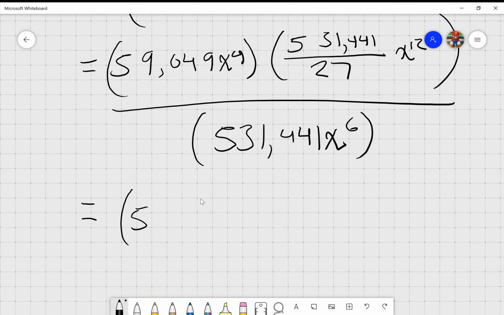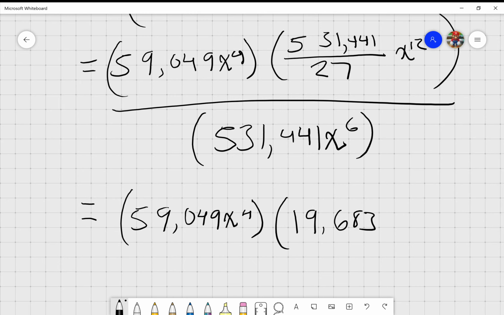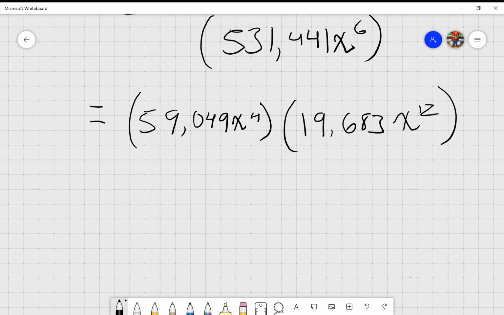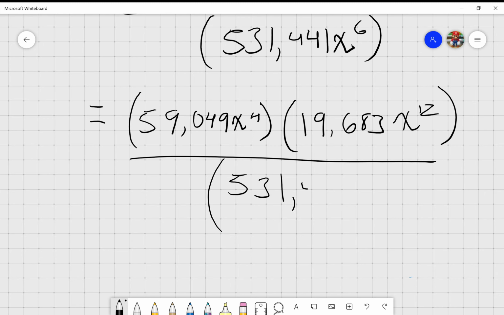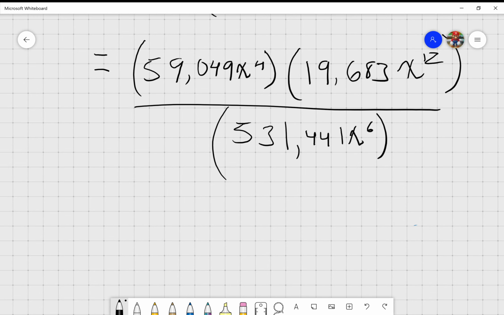Then we can place down our numbers again and solve the division here by putting it into our calculator, which leaves us with 19,683 x to the power of 12, all over 531,441 x to the power of 6. We can then multiply what is on top.